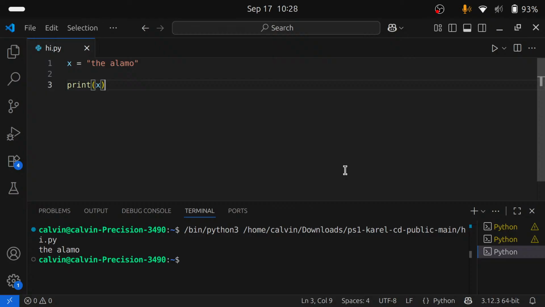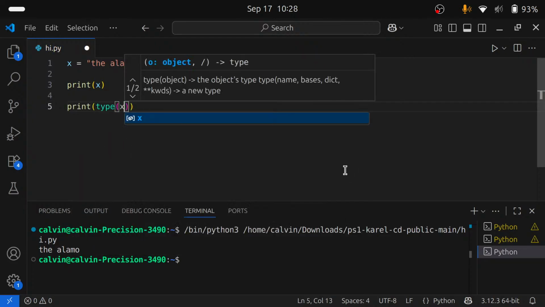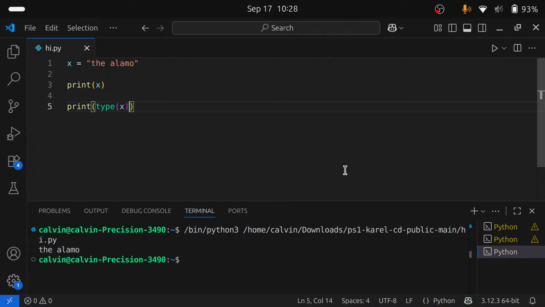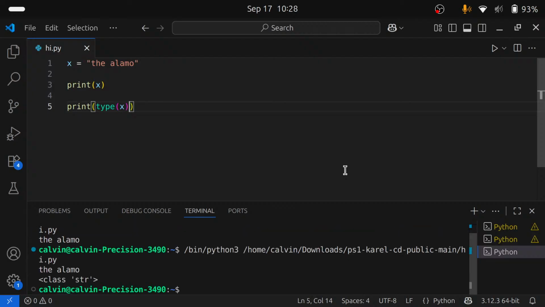But what is the Alamo? A lot of people ask me, what is the Alamo? And that's no problem, because using the power of computer scientists, I can determine what the Alamo is. I'm going to see what type of thing the Alamo is. What is the type of the Alamo? The Alamo is a class str, which is Python, because Python does not speak natural language like us. It speaks beeps and boops, like other computers.